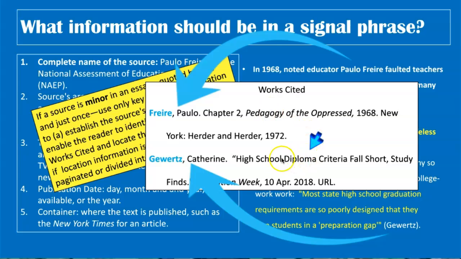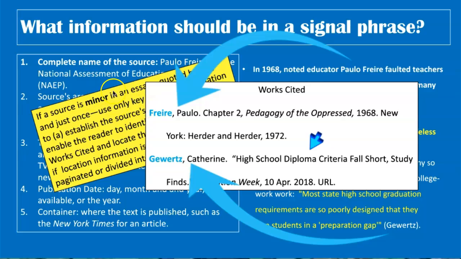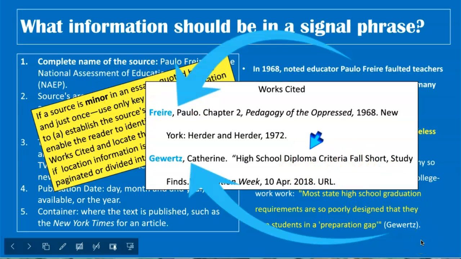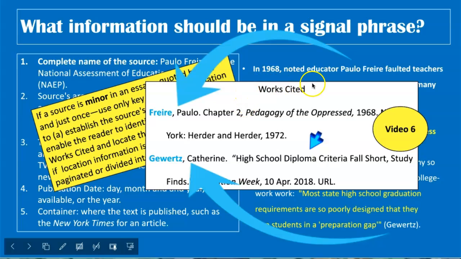And also, we have the article title for Gortz's quote, and it's not included in the signal phrase, and that would be if she's a minor quote. So we would find it here, all of that information. And that, of course, is in video 6, the works cited.